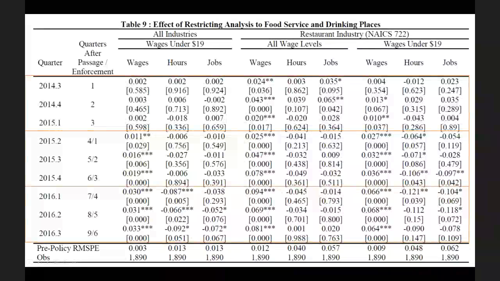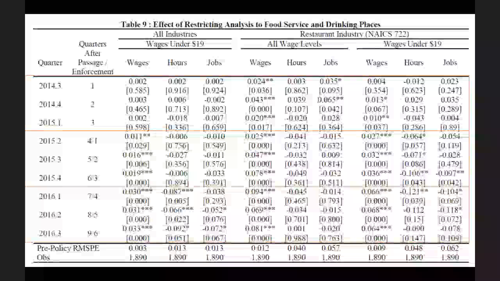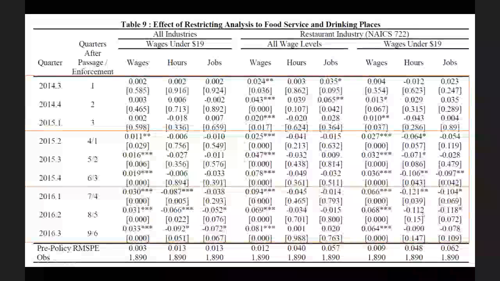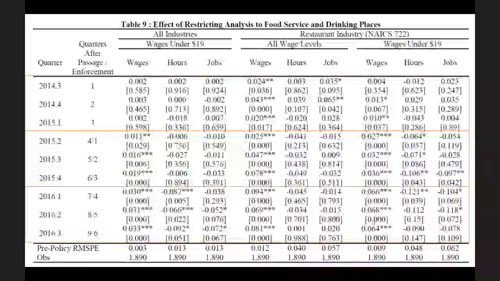However, if instead we looked at only low-wage workers in the restaurant sector, we would actually find very similar findings for low-wage workers in the restaurant sector as we do for low-wage workers overall, right? So we would see that hours of work and number of jobs start decreasing after the first minimum wage increase. And by the second minimum wage increase, hours of work fall by about 9% and number of jobs fall by about 7%, right about in line with the findings among all industries.